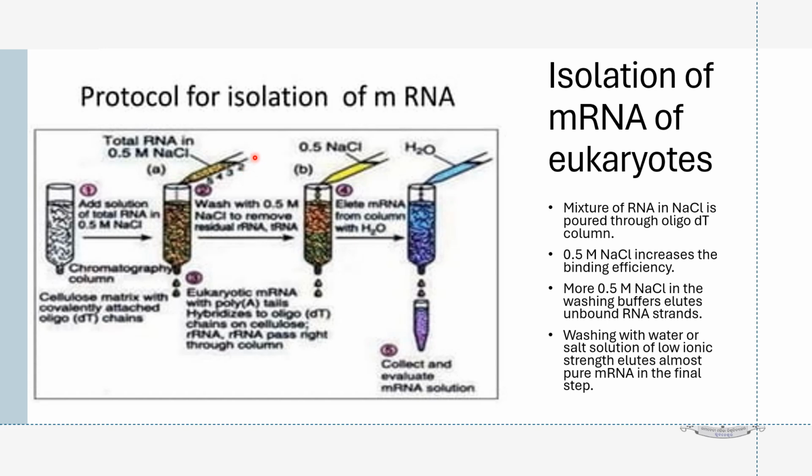So when a mixture of different RNAs is poured through the column, mRNA sticks to the column beads and other RNA get eluted because they cannot bind to the oligo-dT. After some time, again 0.5 M NaCl is used as the washing buffer to elute the unbound RNA molecules, and finally mRNA can be collected by using a solution of low ionic strength or water.